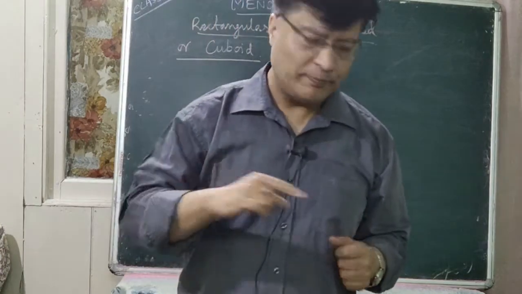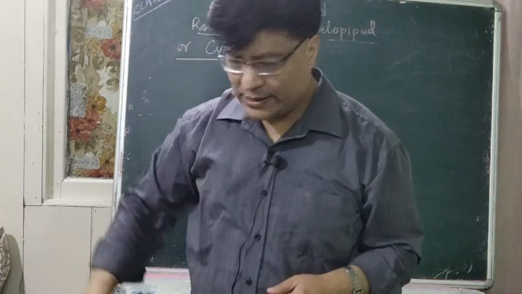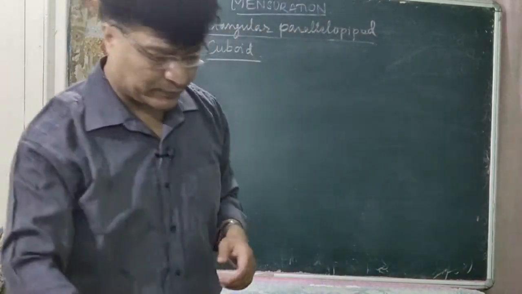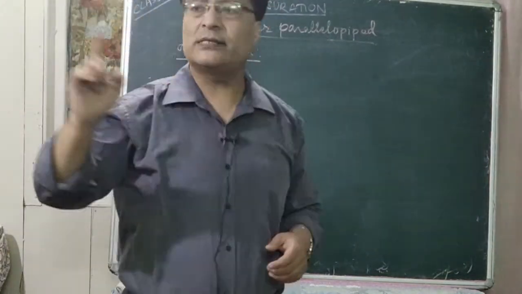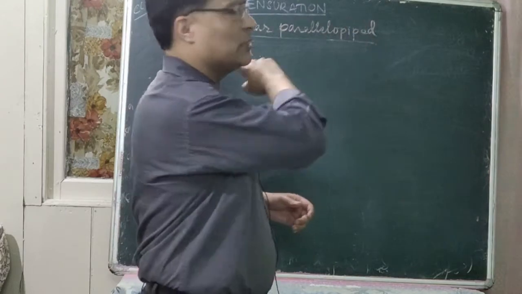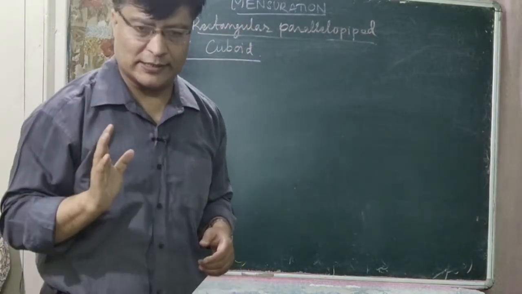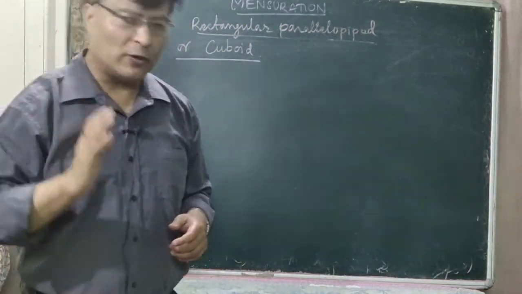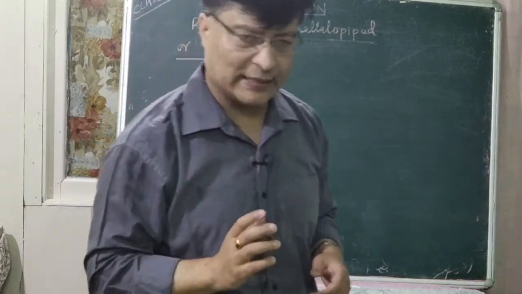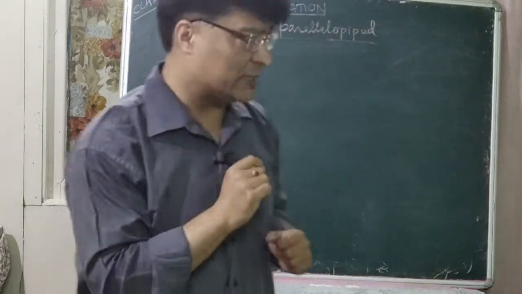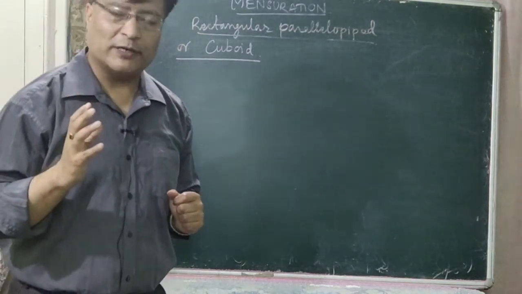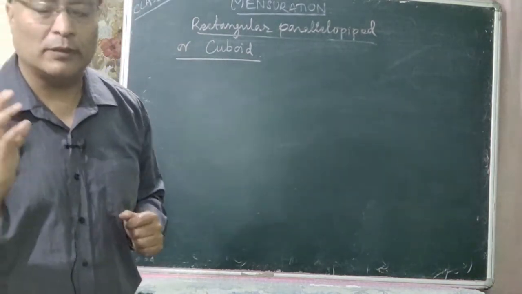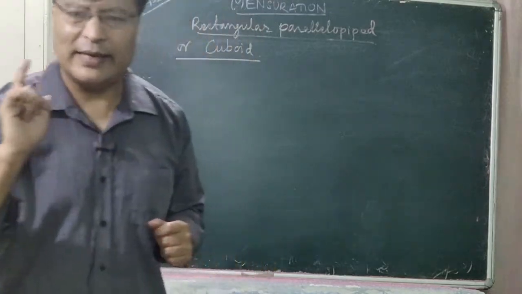So how many edges are there in a room? You can consider a room. 4 edges down here, on the floor there are 4 edges. On the ceiling there are 4 edges. And for these 4 walls there are how many edges? 4 edges. That means 4 plus 4 plus 4, that is 12 edges. So in a room, how many vertices are there? Sorry, there are 8 vertices.